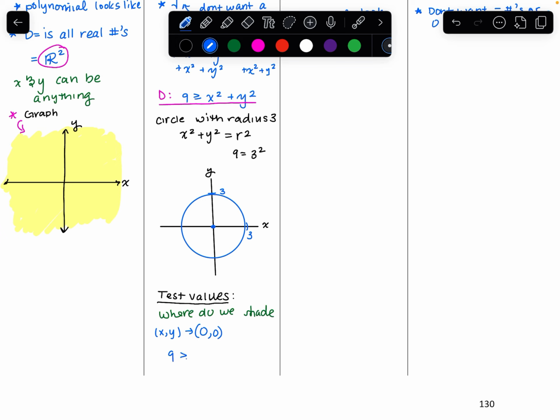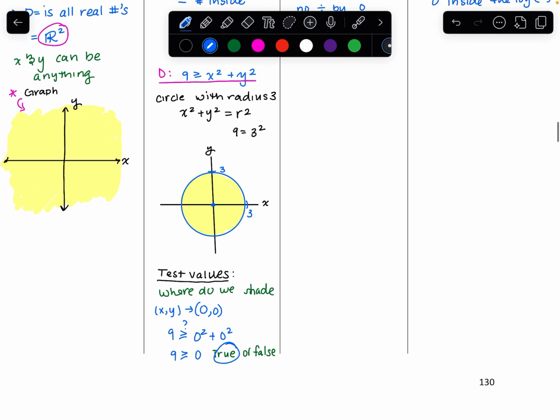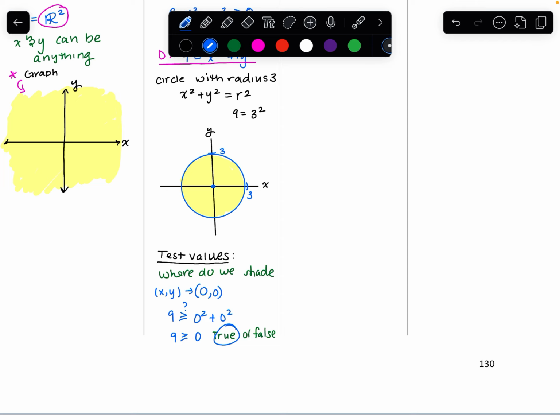So I have 9. Is it greater than or equal to 0 squared plus 0 squared, right? 9 is in fact greater than 0 squared plus 0 squared, which is just 0. And so for the test values, the idea here is, is this true or false? Is 9 greater than or equal to 0? Well, yeah, it is. So this is true. So this tells me that I'm going to shade in the center. This is definitely a big jump from what we've thought about domains before.